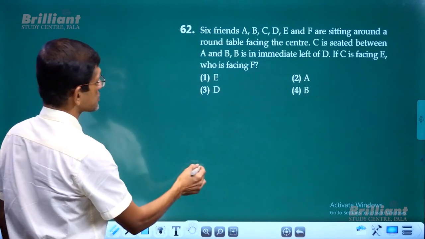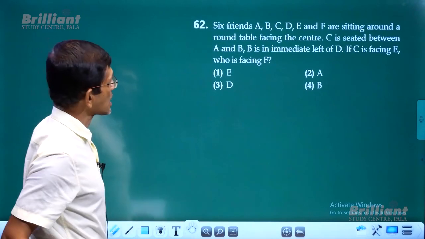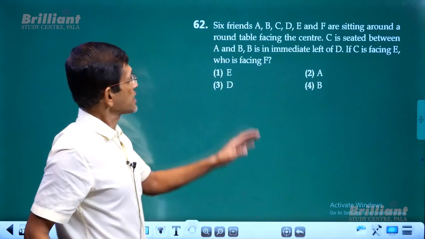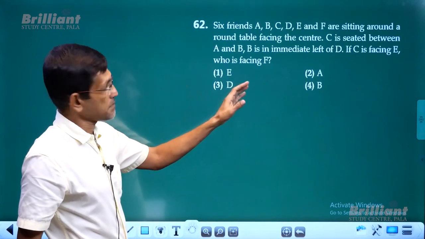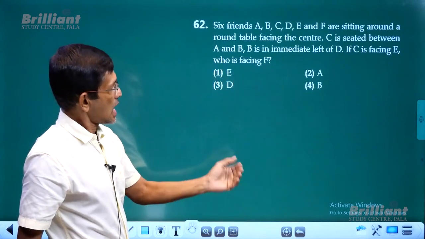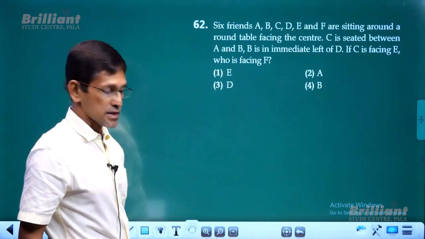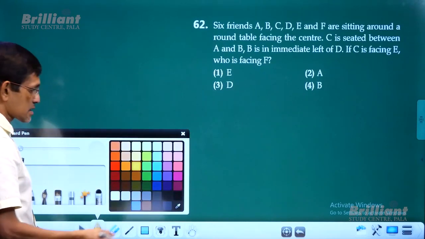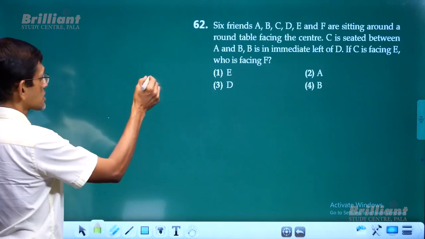Number 62. 6 friends A, B, C, D, E, and F are sitting around a round table facing the center. C is seated between A and B. B is in the immediate left of D. And if C is facing E, who is facing F? That's the case. So let's take a look at this. It's a circular arrangement, a seating arrangement type question.